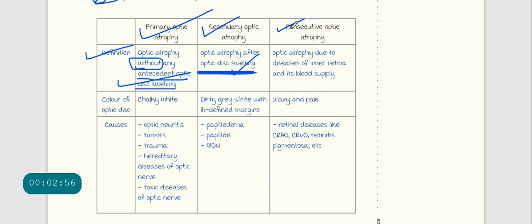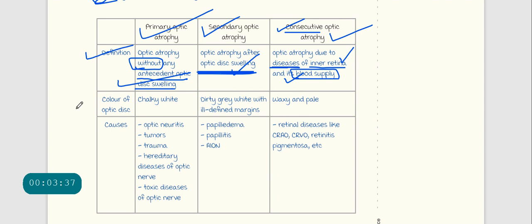Okay. Now coming up to the consecutive part. Here the optic atrophy is due to any disease, a disease in the inner retina. So at the beginning only of this pathway, in the retina part, there is a disease. Or there could be any blood vessel abnormality. So there could be an obstruction in the blood vessel. Any embolic material or plaque or something or the other could obstruct the blood vessel, and this comes under consecutive optic atrophy. Very simple.